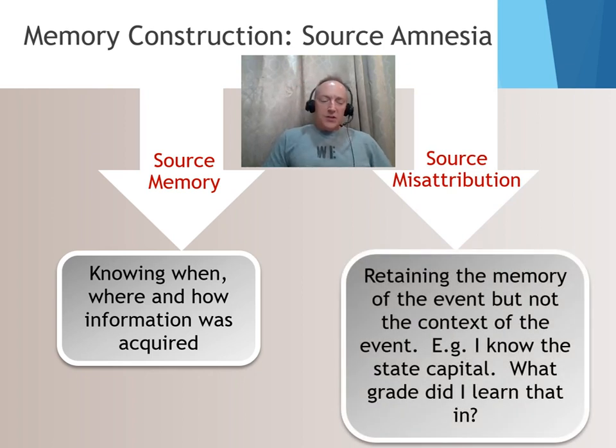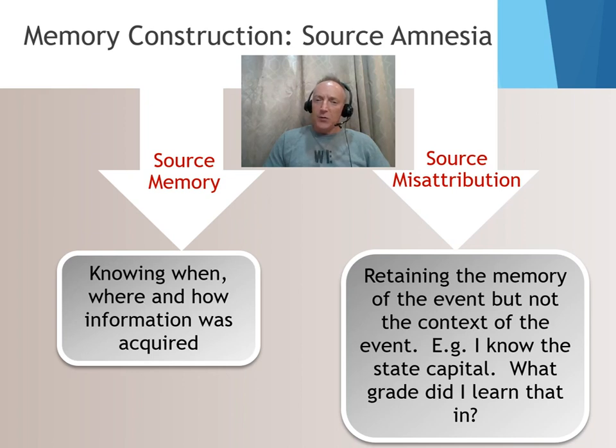So a source memory means knowing when and where the information was acquired. Sometimes, even though we remember the memory, we get it wrong with regards to, well, how do we know that? Sometimes we get the source memory wrong. Sometimes we do source misattribution. We remember the event right, but the details of how we learned that wrong.